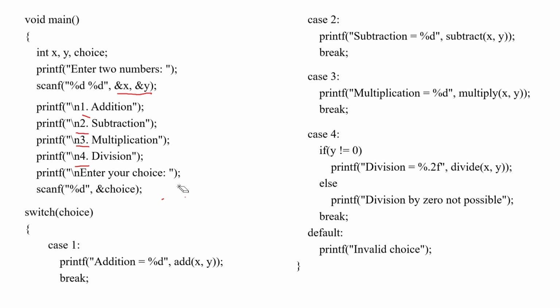So once the user is asked for the x and y values, they will enter them. Based on the choice they select, either 1, 2, 3 or 4, the respective operations will be performed. So that is the case in function.